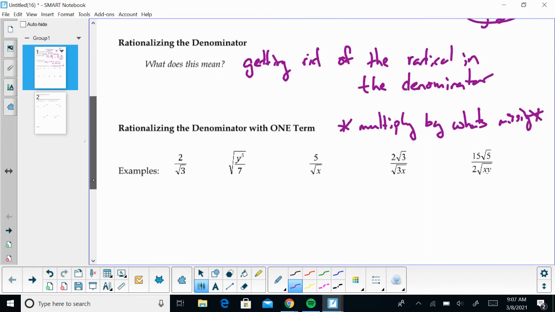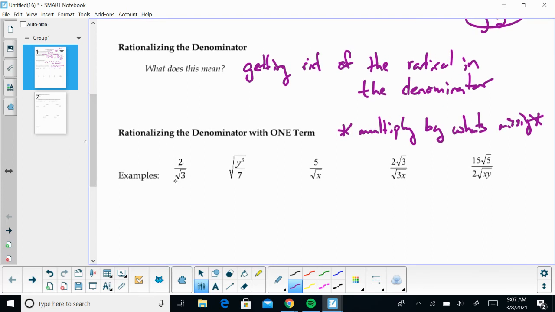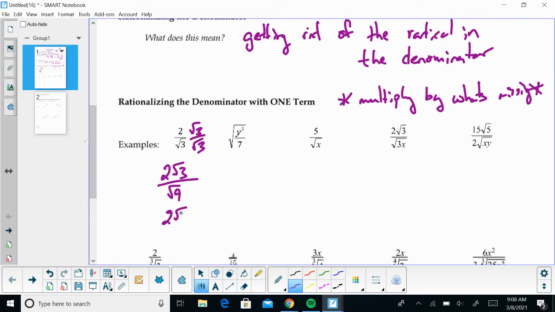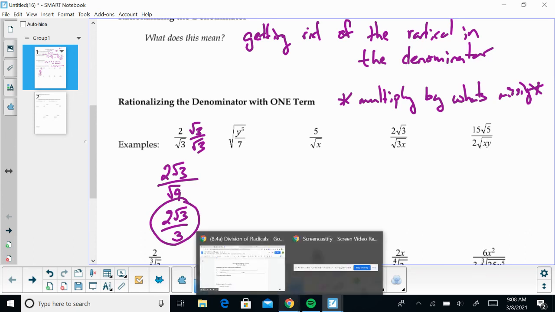So, if I have 2 square root of 3, what's missing in that denominator that could make this radical disappear? A square root of 3. So I'm going to multiply by root 3 over root 3. That's going to give me 2 root 3 over the square root of 9. And what's the square root of 9? 3. My answer becomes 2 root 3 over 3. And that is rationalizing the denominator.